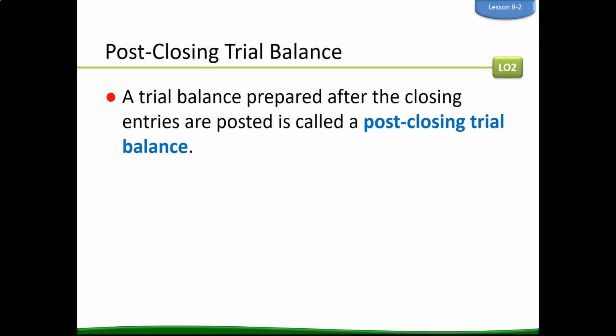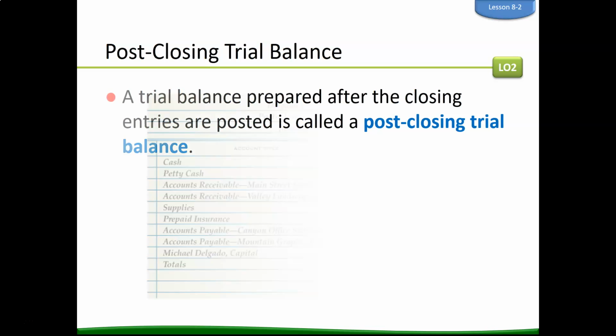When we prepare the post-closing trial balance, we are only going to list accounts that have a balance. Your permanent accounts, your assets, liabilities, and owner's capital, will have balances because they weren't closed out, so they're going to appear on the post-closing trial balance. Because the temporary accounts, your revenues, expenses, and drawing, are closed, they're not going to appear. So this is what it looks like.